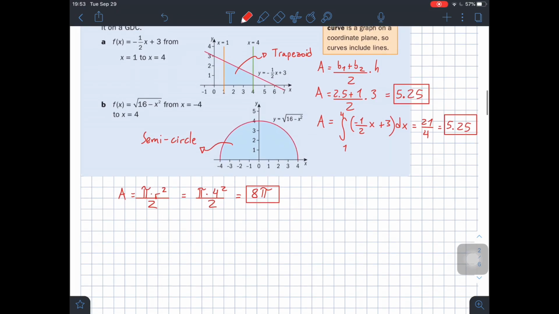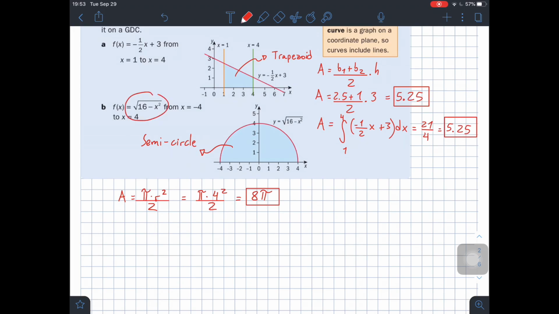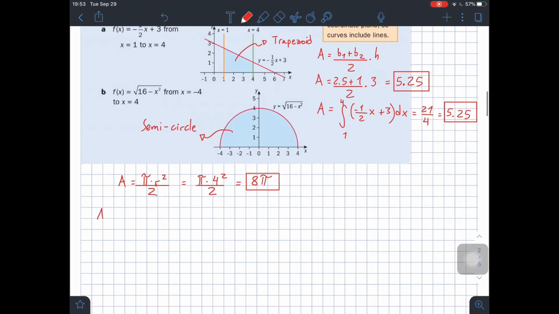But if we want to find the area using integrals, here we have the function that describes this curve. So if we want to find the area using integrals, we're going to say that this is the integral from negative 4, our initial value, to 4, our final value.